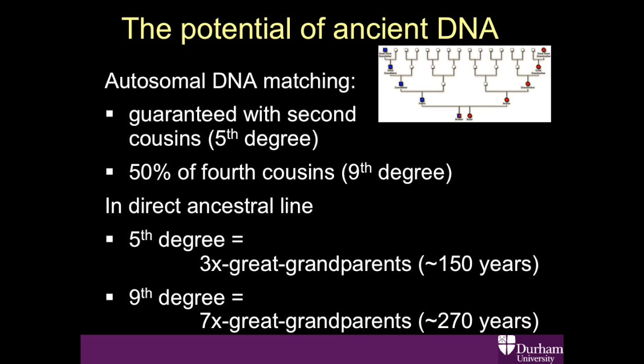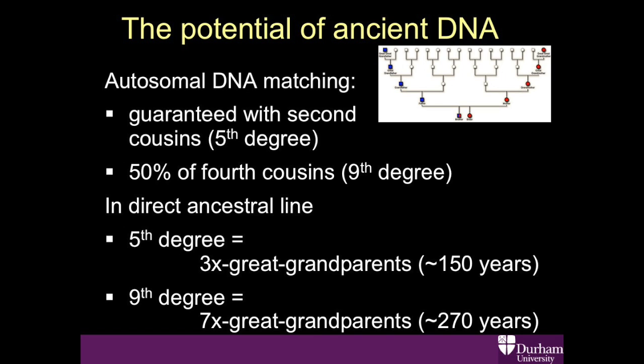Now, in terms of looking back in the past, we need to think about the degree of genetic relatedness. So a second cousin is a 5th degree genetic relative, and a fourth cousin is a 9th degree relative. If you project that back in the past, in a direct ancestral line, a 5th degree relative is your 3 times great grandparents. And a 9th degree, going back in the direct line, is your 7 times great grandparents. With an average generation of about 30 years, 3 times great grandparents could take you about 150 years from the birth of the person that you're testing, and a 7 times great grandparent might take you about 270 to 280 years.